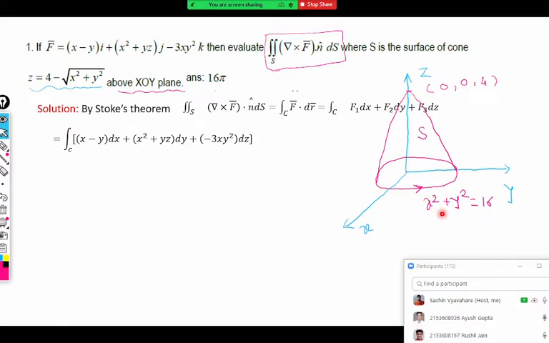x is 4 cos theta and y is 4 sin theta. Those are the correct answers. Very good. So x is 4 cos theta, y is 4 sine theta, and then we have dx and dy. We'll replace them.